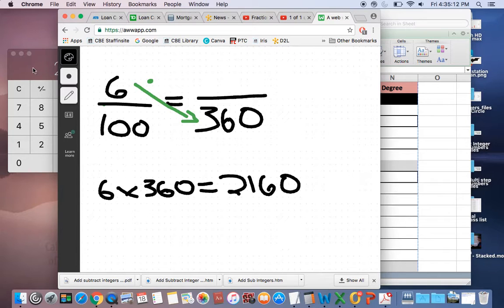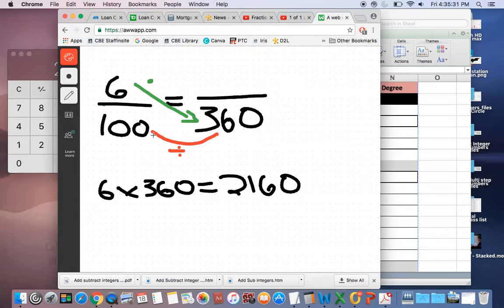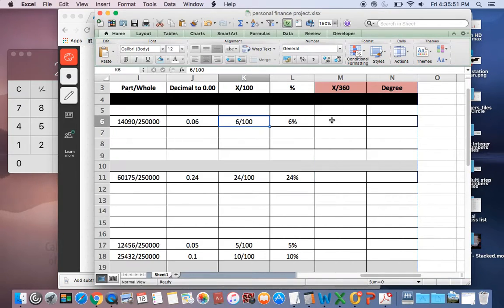2160. Now the next thing I'm going to do is I'm going to divide by the other number. So I cross multiply, which goes across the equal sign, and divide by 100. Well, dividing by 100, I know, is fairly straightforward because I have 2 place values here. So I can move 2 place values. It's going to end up right there at the 21. So this is going to be 21.60.